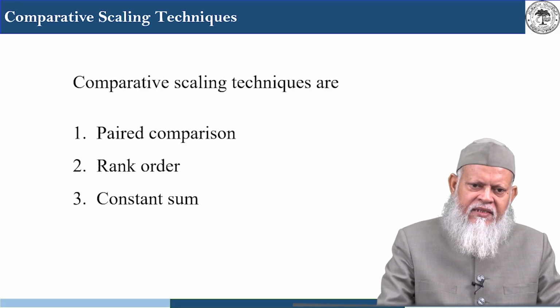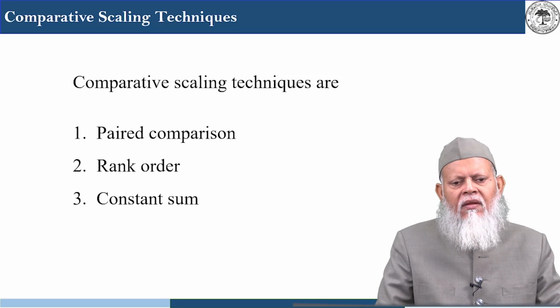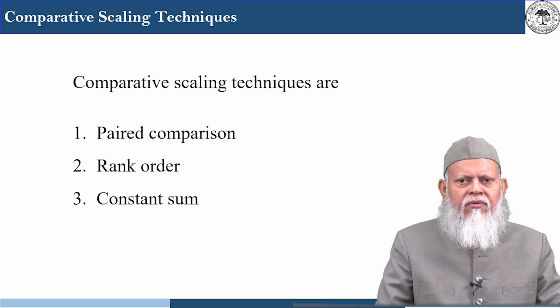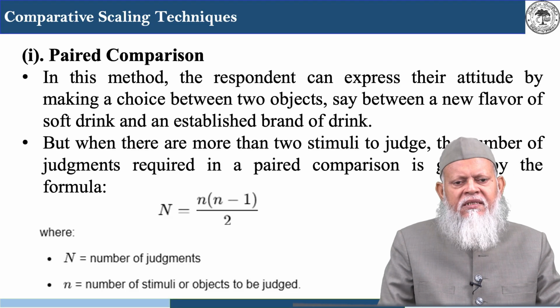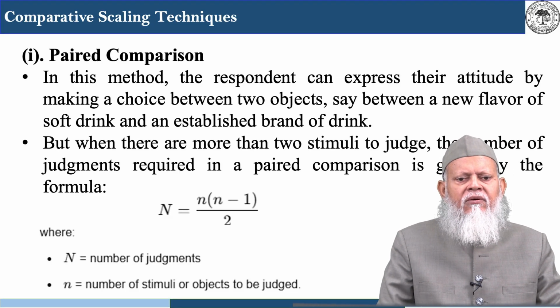The comparative scales are subdivided into three important techniques. Number one, the paired comparison. Second, the rank order. And third, the constant sum. First, we discuss the paired comparison.